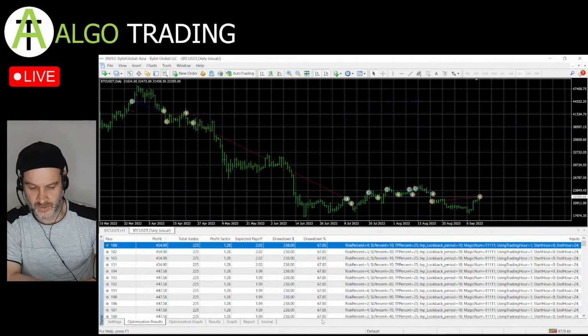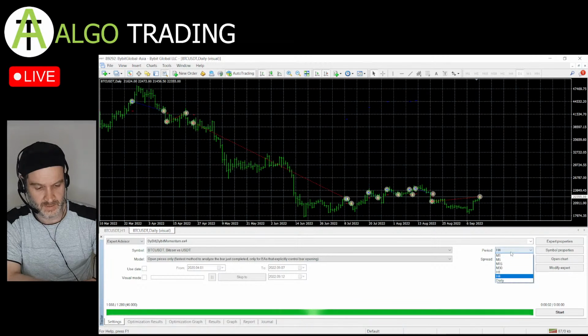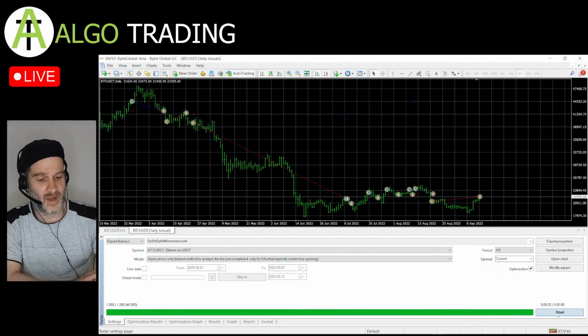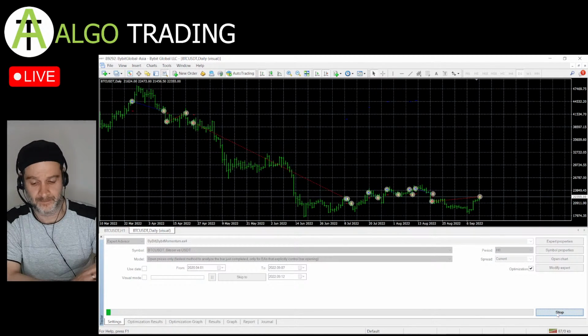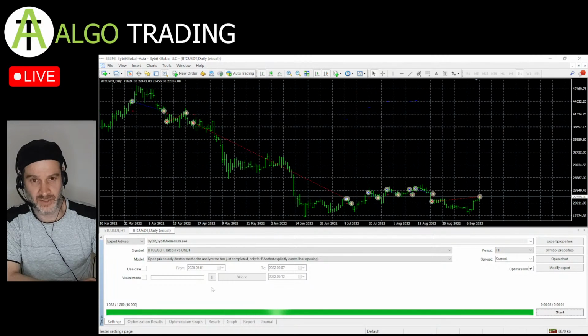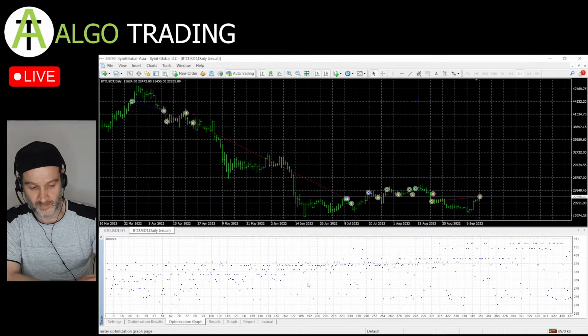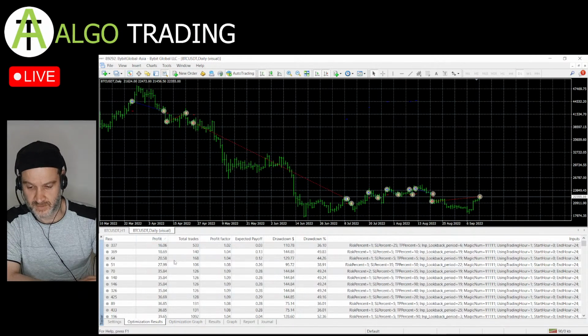Let's try on the hour chart. Let's see how it works on the hour chart. But what I have been finding is there's so much noise and volatility inside the daily candles that it's always just better to do it on the daily chart. There is volatility, it's a crypto asset, but there's not much intraday noise. Let's look at the optimization results, see our profit.